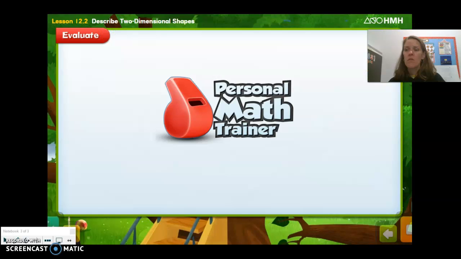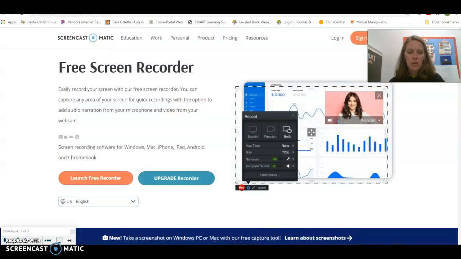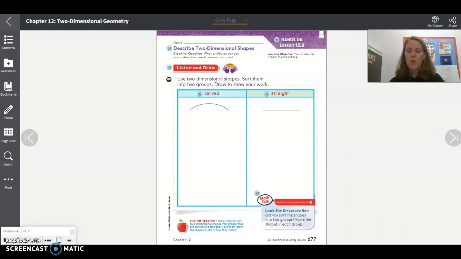Work this on your own. I'm going to close this out. And we are going to go into our workbook page, which looks like this. Alright, so on this page, you can use your shapes from your blue envelope that you have, and you can trace them, or you can just make your own here also. So you're going to use shapes and put them into curved or straight groups. So looking at your two-dimensional shapes in that blue envelope to help you out.